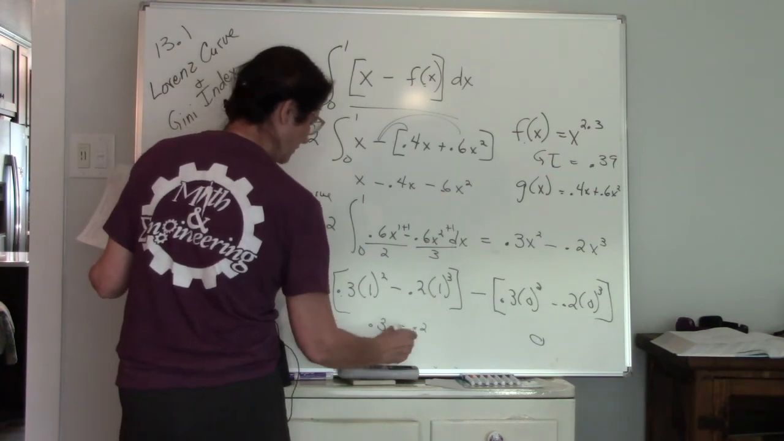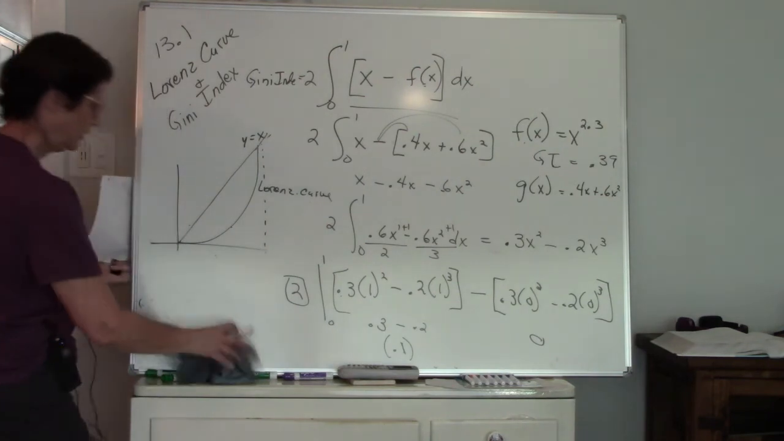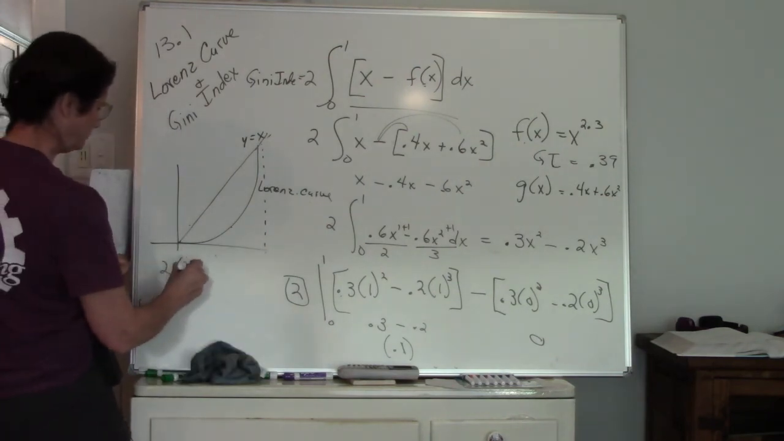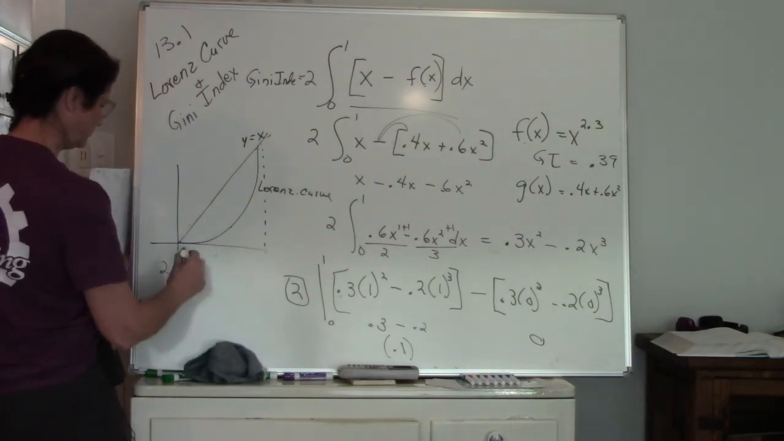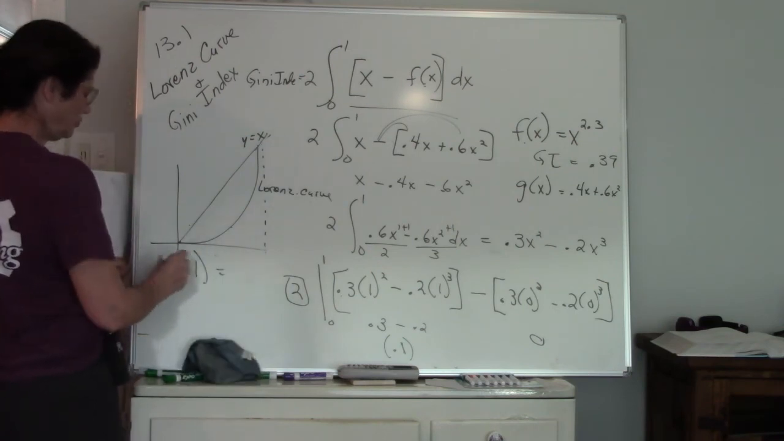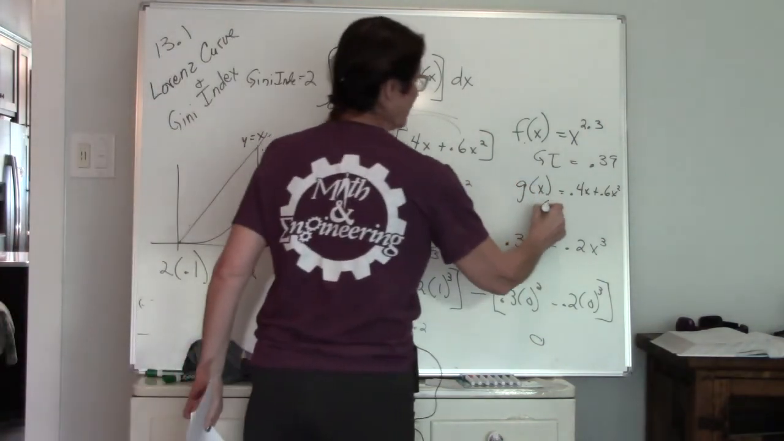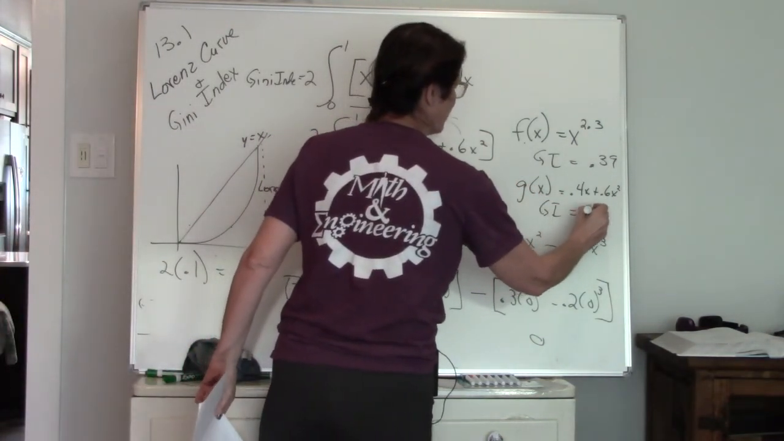So now I'm going to take this. I know I'm running out of room. I'll erase this over here. And I'm going to multiply it by 2. So 2 times 0.1 is 0.2. So the Gini index is 0.2.